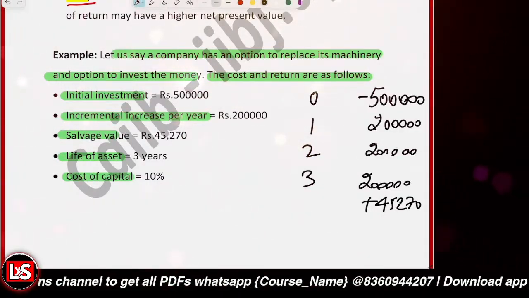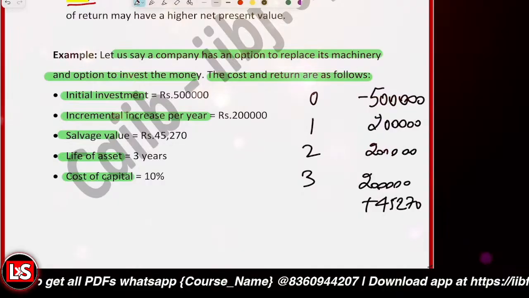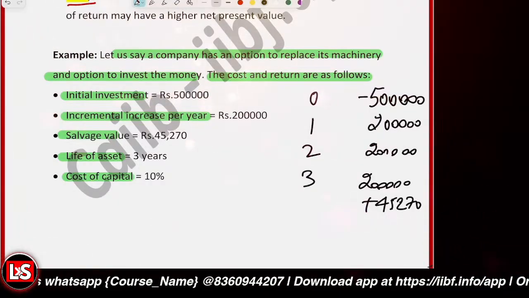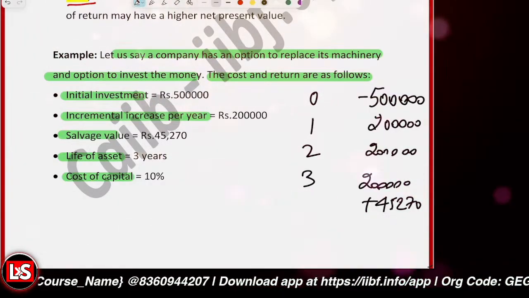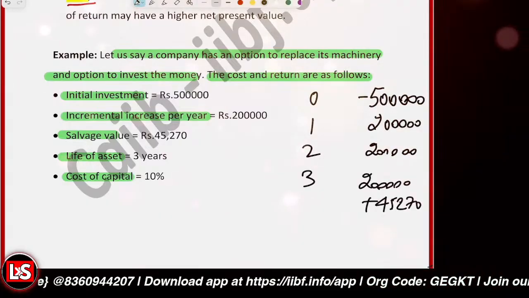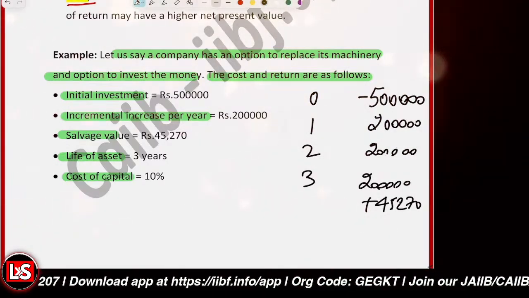And what if we are to calculate the IRR? Because IRR is the discount rate at which the NPV will become zero. So what is the NPV formula?